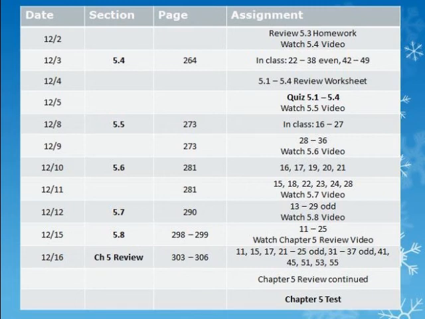Here's an updated calendar for you. I've gone through and changed some of the dates. The assignments are also the same. I've just changed the dates as to when they occur. So as you'll notice, today we had kind of a review 5.3 homework day. So now you're watching the 5.4 video, so that takes care of the second.